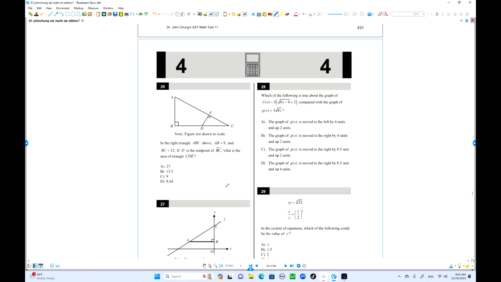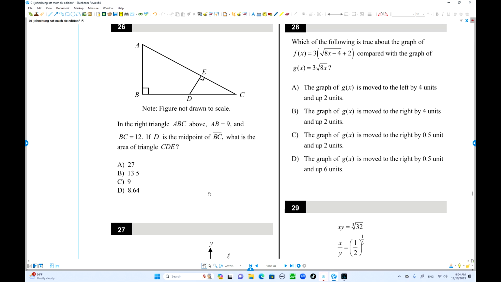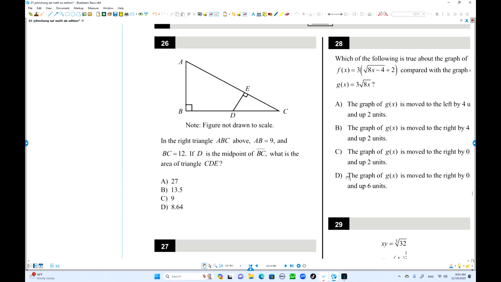The number 26. Here it is. AB is 9. And BC all together is 12. Now we quickly can find this is 15, right? 3, 4, 5, that is 15. So this is midpoint. I'm going to write that this is midpoint. So this side is 6.